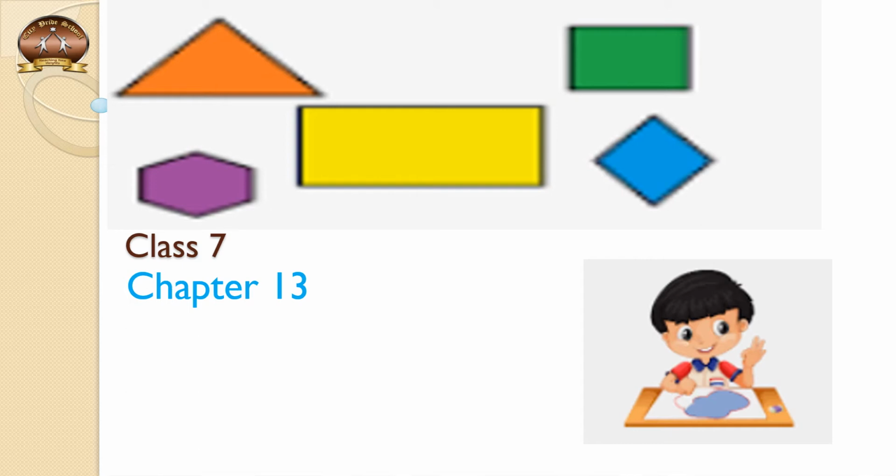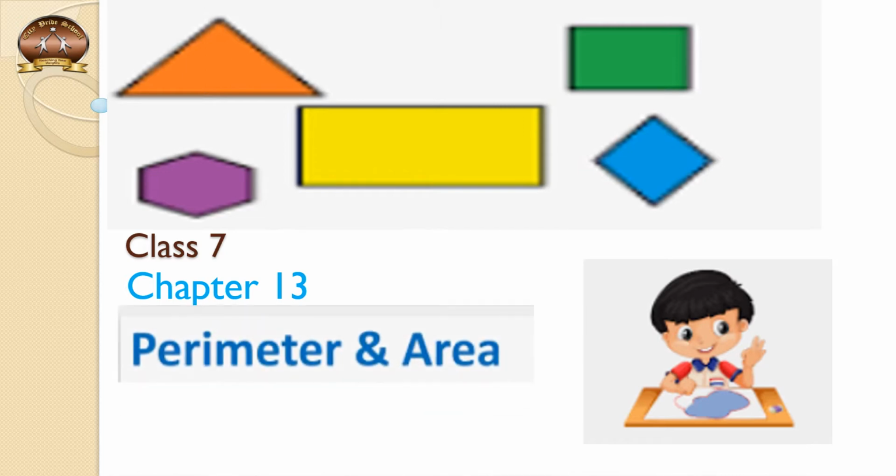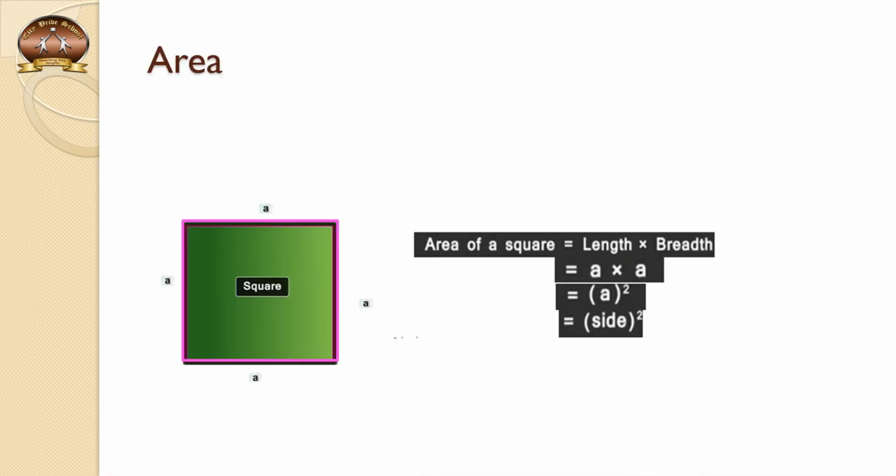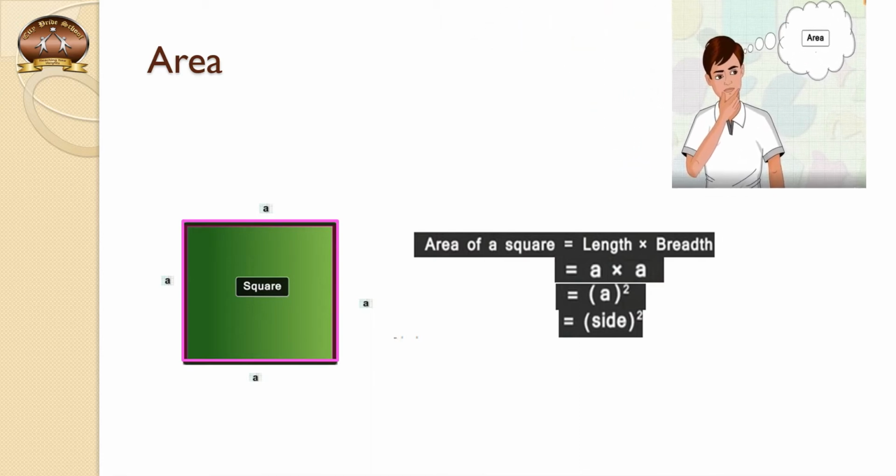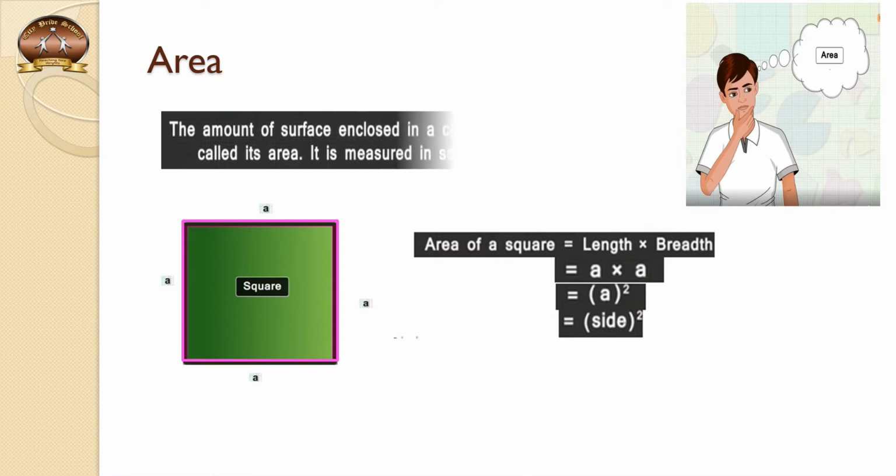Hello children, let us now continue with our chapter number 13, that is perimeter and area. In this part of the video, we are going to learn about area. Children, let us know the meaning of what is area. You have been learning area from your smaller classes.